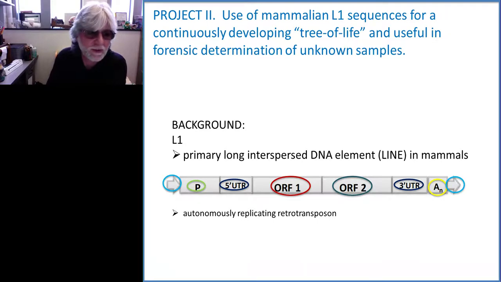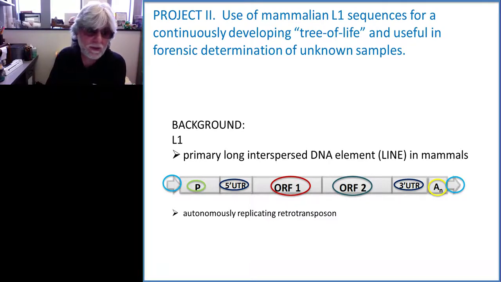Okay, so that was it for project number 1. Project number 2 uses L1 sequences, which are a member of the long interspersed DNA family of elements. L1 is found in mammals, in all mammals. And the idea here is to bias amplification of young L1 elements and develop a tree of life and see if we can use it as a forensic determination of unknown samples.